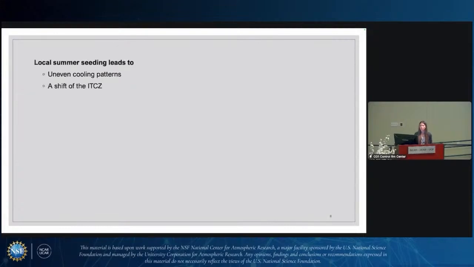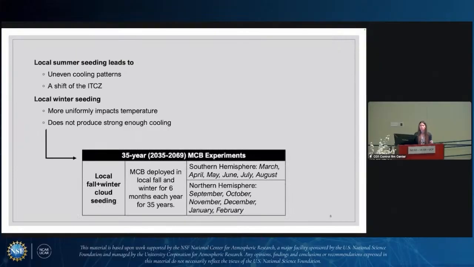So the results of our sensitivity experiment suggest the local summer seeding strategies lead to these undesirable side effects, whereas our local winter seeding strategies avoid the side effects, but they don't produce enough cooling. So we create two new scenarios in which we extend MCB into the fall and winter months for 6 months of the year, and we run these simulations from 2035 to 2069, and these are still single hemisphere experiments.